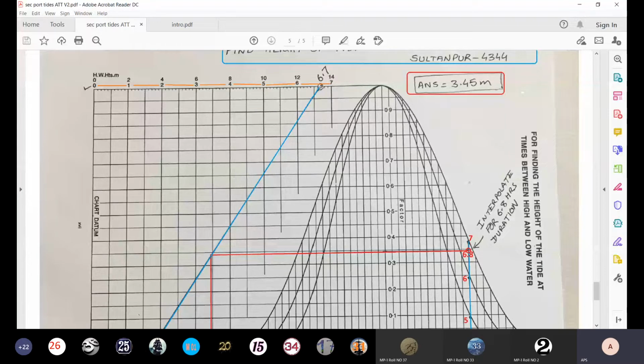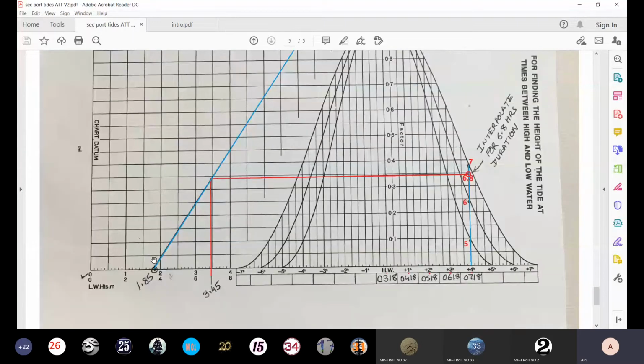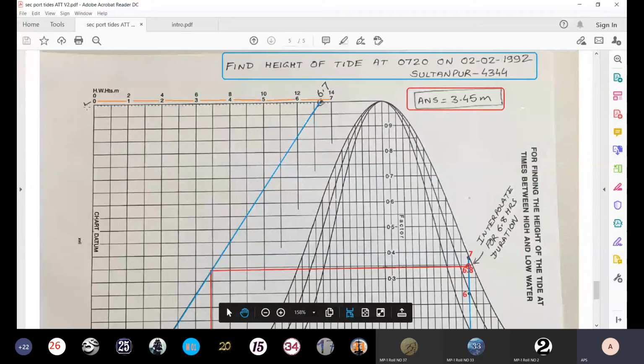So 6.7 you mark here. 1.8 you mark on the inner scale. Don't make that mistake of scale. Just put a tick mark which scale is in use. Otherwise you will take some different scale here and another scale there, answer will come wrong. So both the scale you should mark correctly. So mark that scale in use. Here also mark it, the one in use. Then put down low water height, high water height.